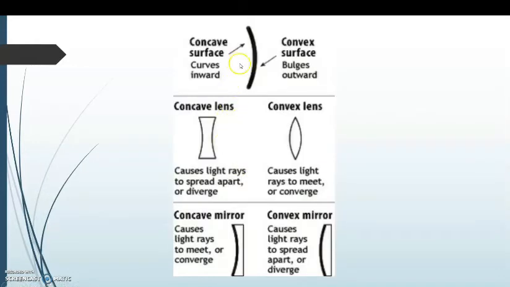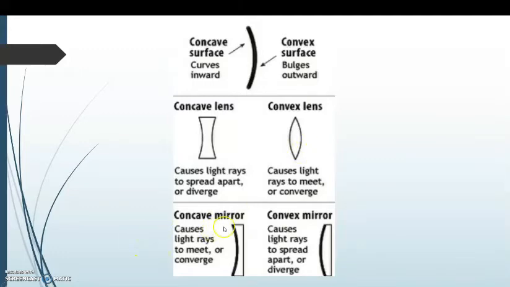The concave surface curves inward. This is about the name. How did they get the names of the lenses? The concave surface curves inward. This is the diverging lens, while the converging lens, which is a convex surface, bulges out. The concave lens causes light rays to spread apart, as we said, diverge, while the convex lens, which is the converging lens, causes the light rays to meet or converge at one point.